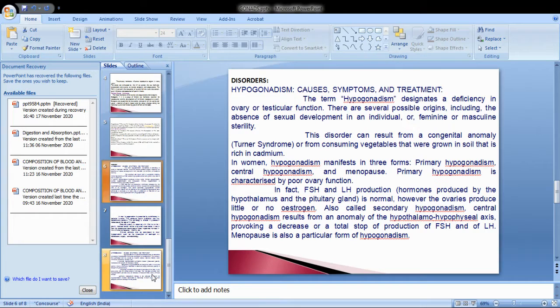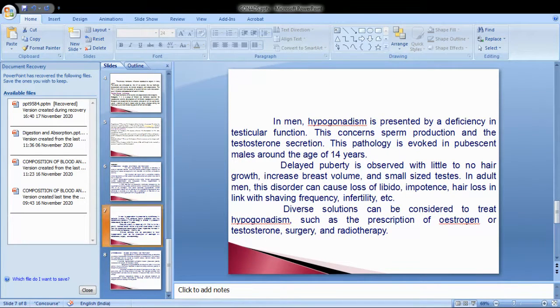Okay, now let us discuss this. In men, hypogonadism is presented by a deficiency in testicular function. Okay, when testicular function is not proper, we call it hypogonadism in men.